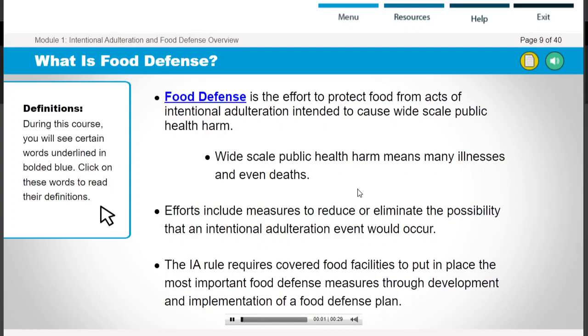Food defense is the effort to protect food from acts of intentional adulteration intended to cause wide-scale public health harm. These efforts include measures to reduce or eliminate the possibility that an intentional adulteration event would occur. There are many measures that can be implemented for food defense purposes, but the IA rule requires covered food facilities to institute the most important food defense measures through the development and implementation of a food defense plan.